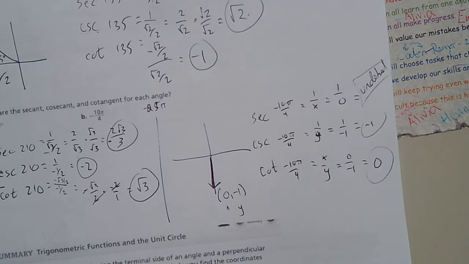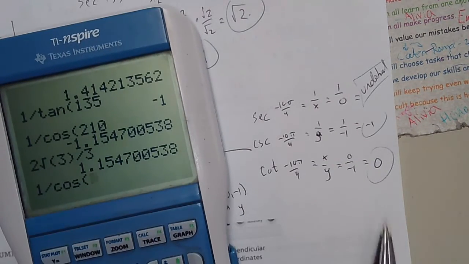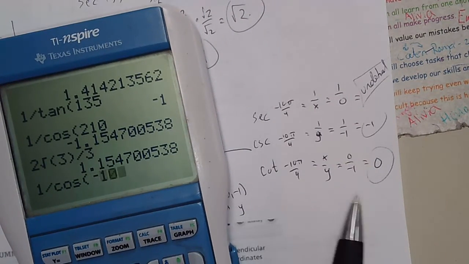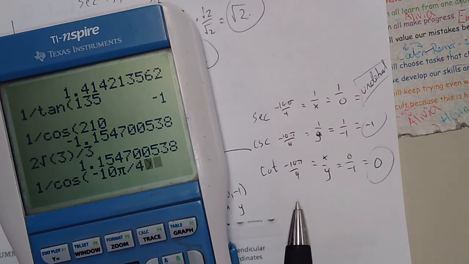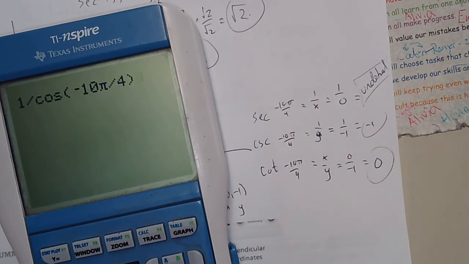And yes, you can check these if you want to switch over to radian mode. So if I switch over to radian mode and I want to check like secant, I do 1 divided by cosine of -10 pi over 4. And this should be undefined, which it is. Okay. So those do all check out in those same type of manner as we did before.